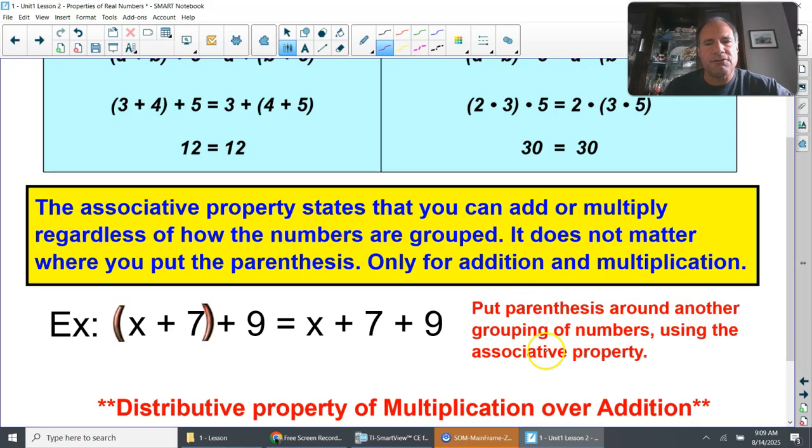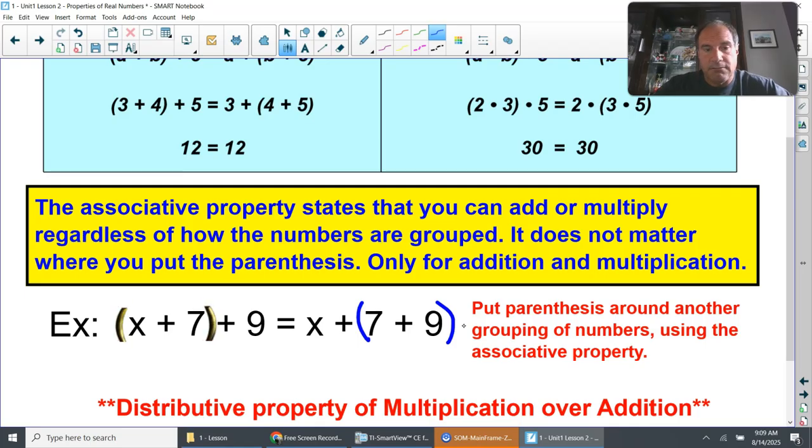Put the parentheses around another grouping of numbers using the associative property. So you could see the parentheses around the x plus 7, and then it's plus 9. So you're just going to switch it to 7 plus 9.